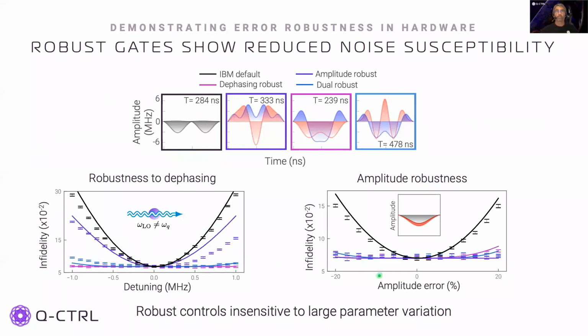On the right plot, we have a similar experiment where the error in the control pulse amplitude is varied along the horizontal axis. Again, the performance of the default gate quickly worsens as it moves away from the central zero error point. The amplitude robust pulse shows a flat response across the whole range investigated. Interestingly, the dephasing robust pulse, even though it was not designed for this, also shows a certain degree of amplitude robustness.